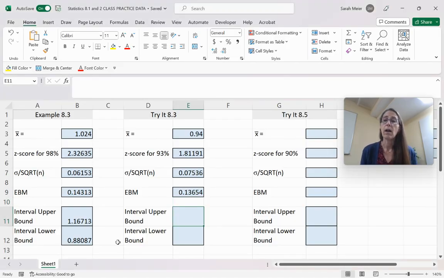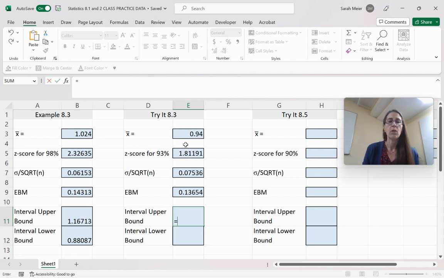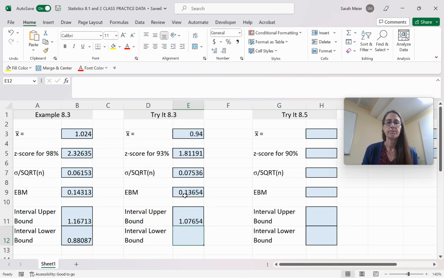So our interval upper bound is going to be equal to our mean plus our EBM. Our lower bound is going to be our mean minus the EBM.